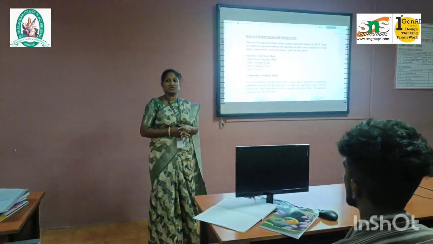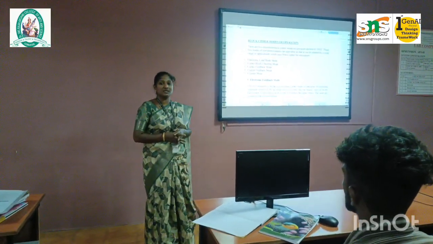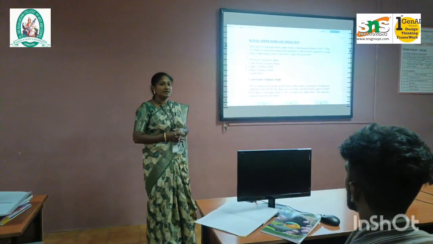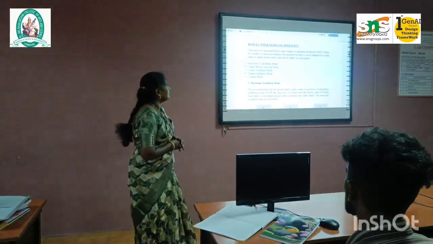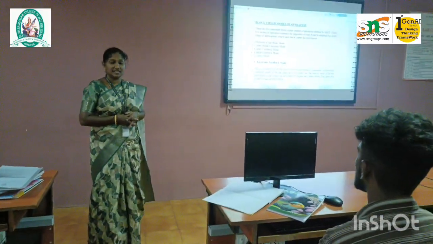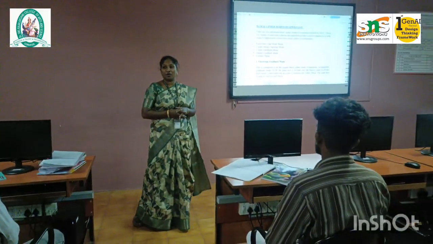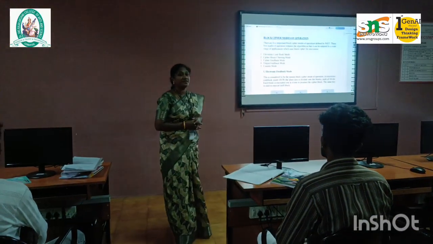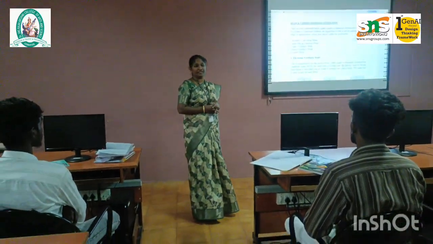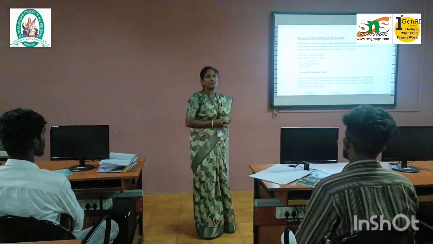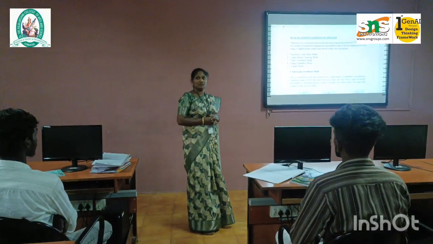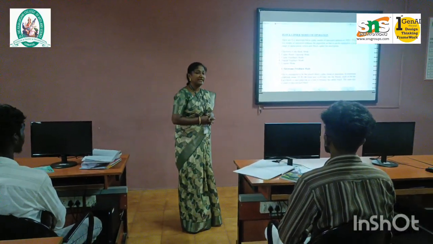There are 5 types of modes of operations used in the block cipher. One is electronic code book, simply known as ECB. The second one is cipher block chaining. Third one is cipher feedback. Fourth one is output feedback. The fifth mode of operation is counter mode. So now we are going to see one by one in detail.